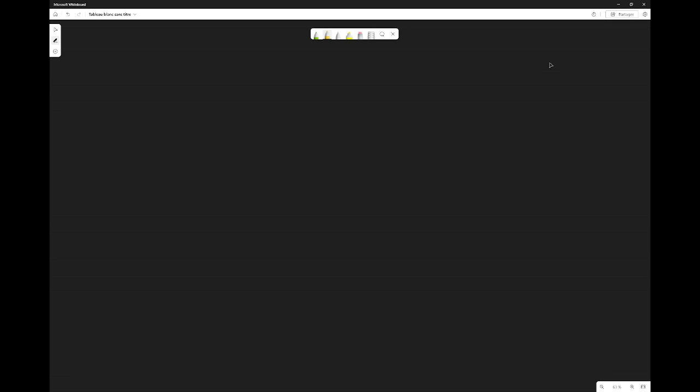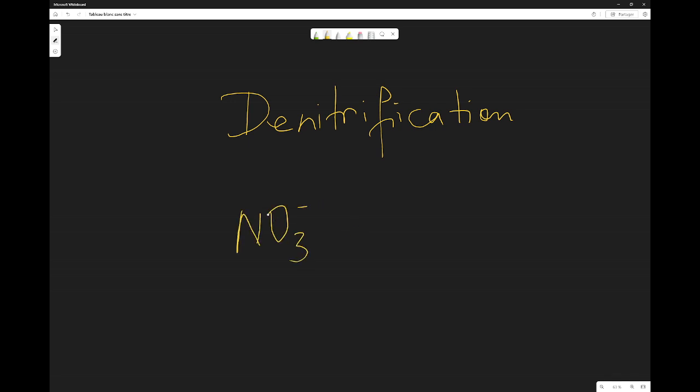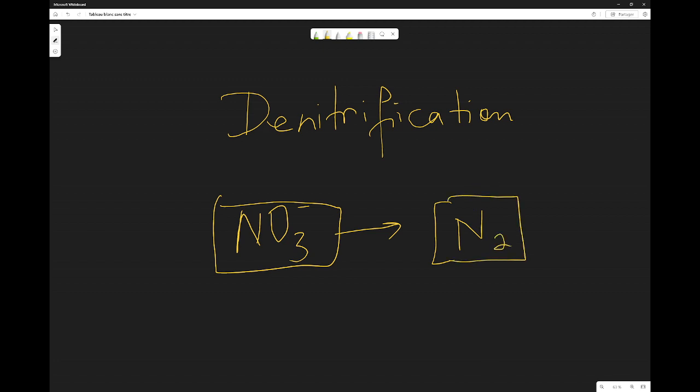Now, let us have a little discussion about a different process: continuing the nitrogen cycle, denitrification. Now, what is denitrification specifically? We know that this speaks to the conversion of our nitrates from nitrification into nitrogen gas. So this is primarily nitrates into nitrogen gas, right?